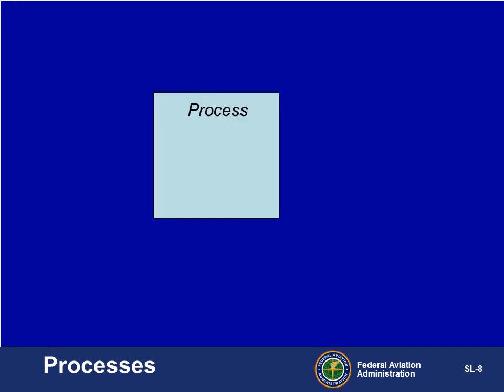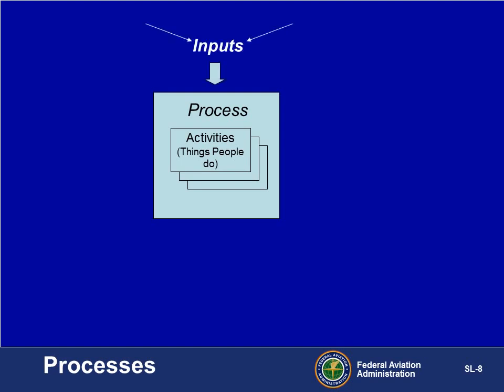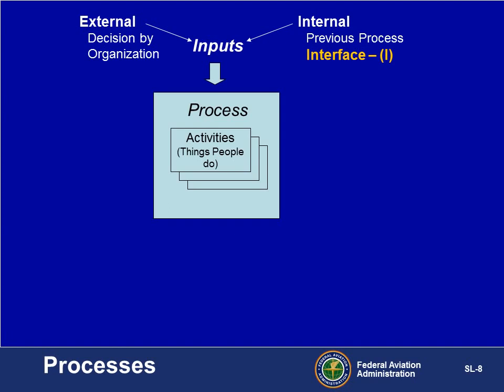Now for a process flow that can be applied to any process in an organization. We'll illustrate two things. First, how the process attributes fit into a process flow, and then we'll show how the flow applies to a real-world workplace. First, the process itself is a set of interrelated or interacting activities, things that people do that transform inputs into outputs. We add inputs, which can be external, a decision by the company to open a new station, or internal, the output from a previous process.